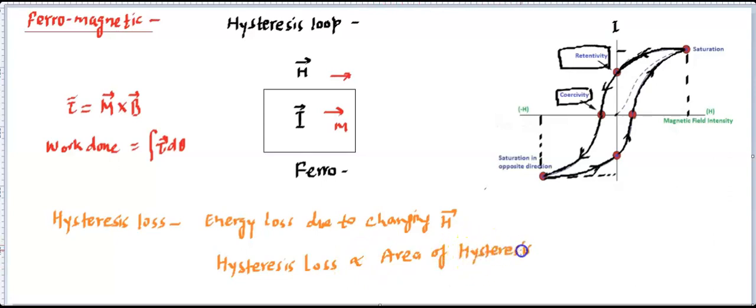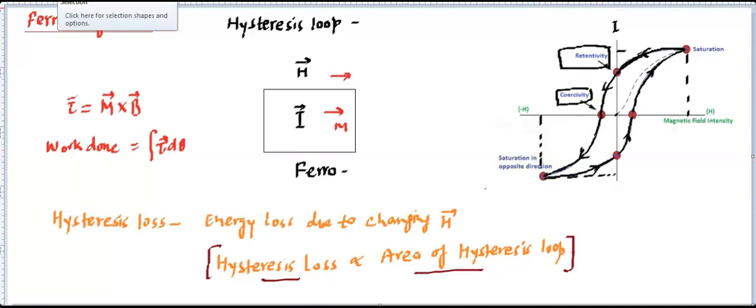Hysteresis loop. If the area is more, the loss is going to be more. If the area is less, the loss is going to be less. So in an examination, you will be given two types of loops, and you need to find in which the losses are higher. You just need to see which area is more. More the area, more the loss will be. Less the area, less the loss will be, and this loss is called hysteresis loss.